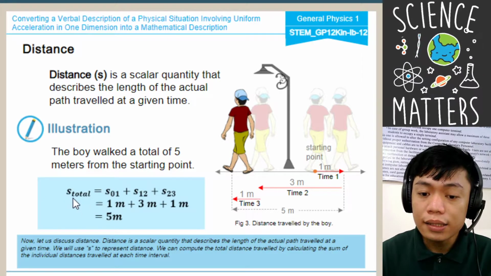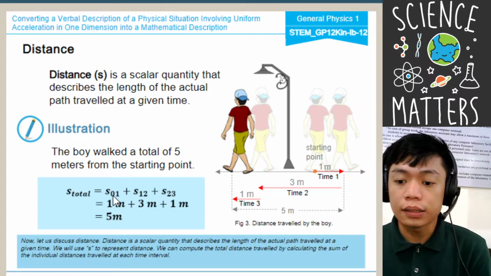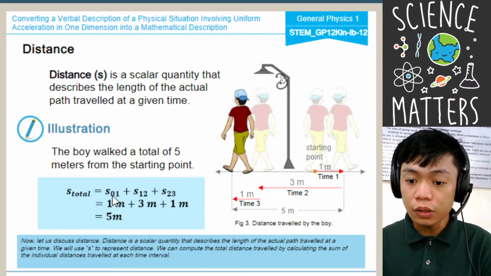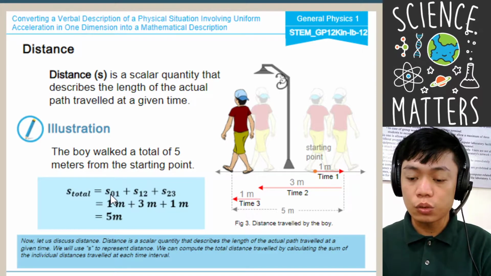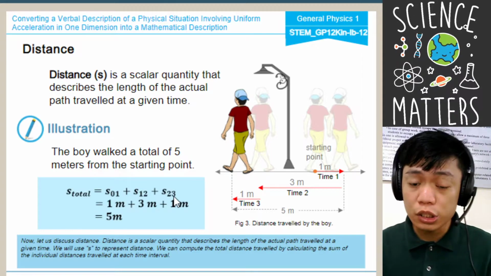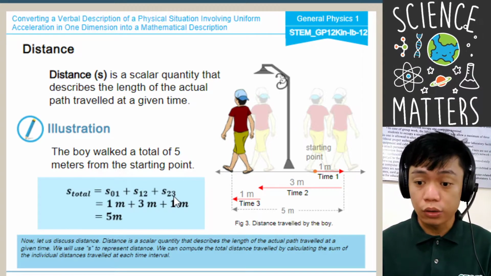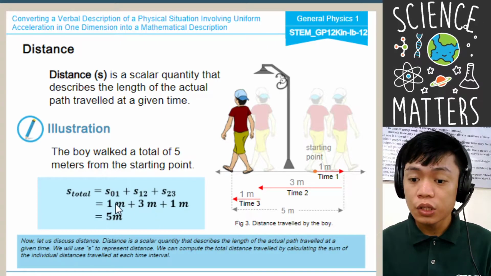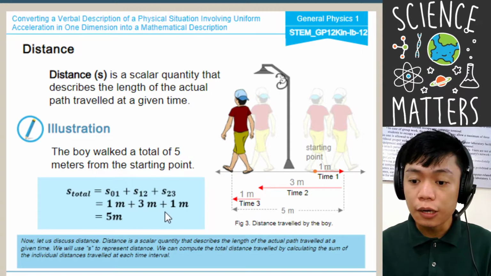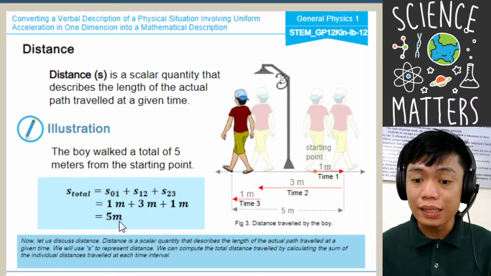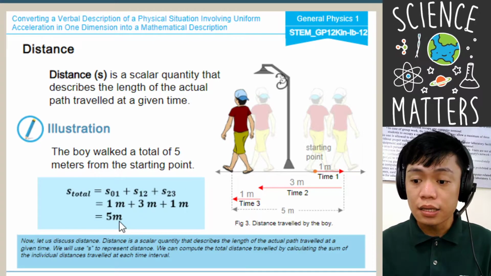So, S, the total distance, is equal to distance 1, distance 2, and distance 3. The 1, 2, and 3 only indicate the position of the object or the boy, okay? So 1 meter plus 3 meters plus 1 meter is equal to 5 meters. So that is the total distance traveled by the boy.